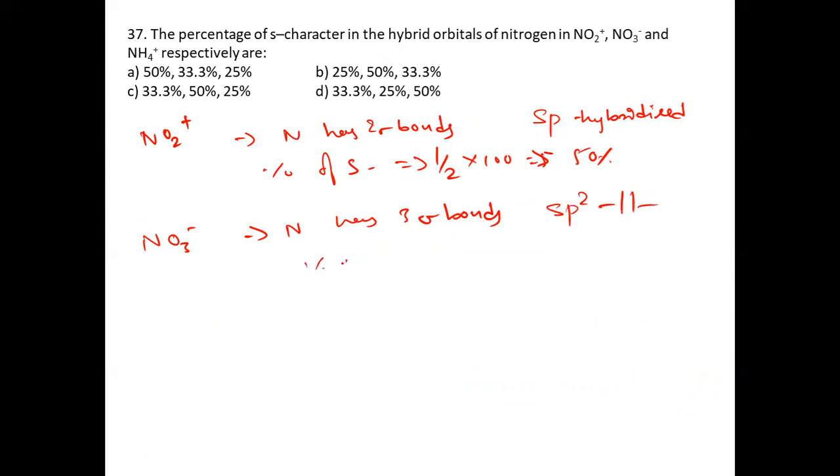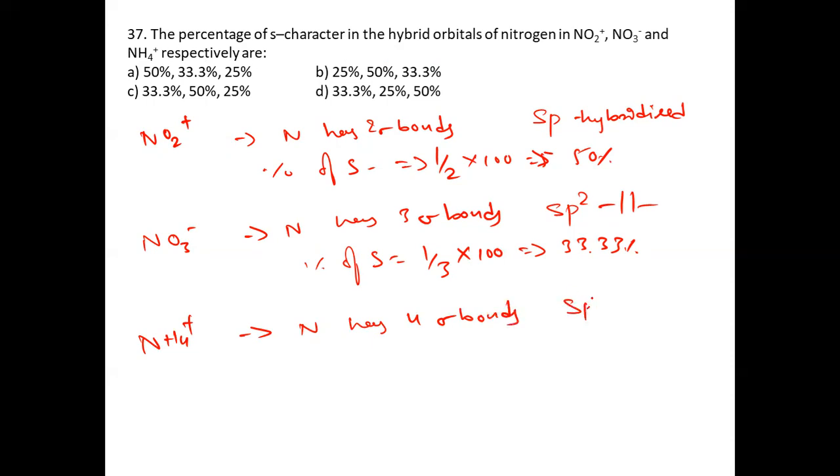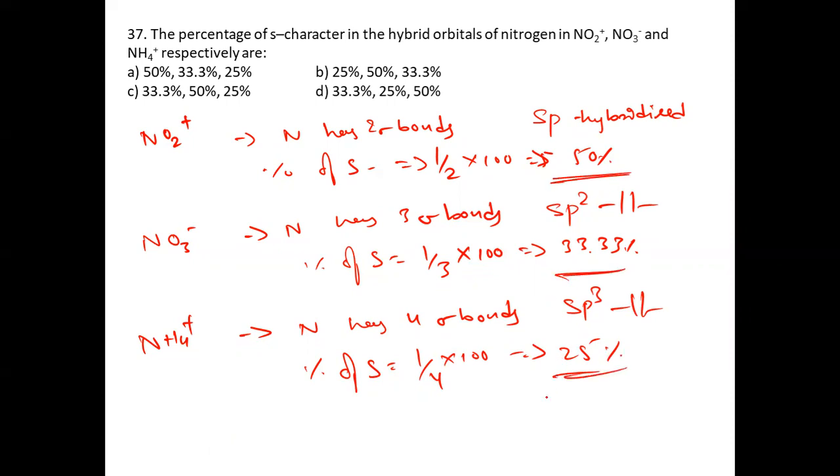So sp2 hybridized means the percentage of s character will be 1 by 3 into 100. 3 orbitals are there, so 1 by 3 into 100 gives 33.33%. Then the last molecule, NH4 plus, in that the central atom nitrogen has 4 sigma bonds. 4 sigma bonds means it undergoes sp3 hybridization, and the percentage of s character in sp3 hybridization is 1 by 4 orbitals in sp3 into 100, which gives 25%. So the percentage of s character is 50%, 33.33% and 25% respectively. That is option A, 50, 33.3 and 25%.